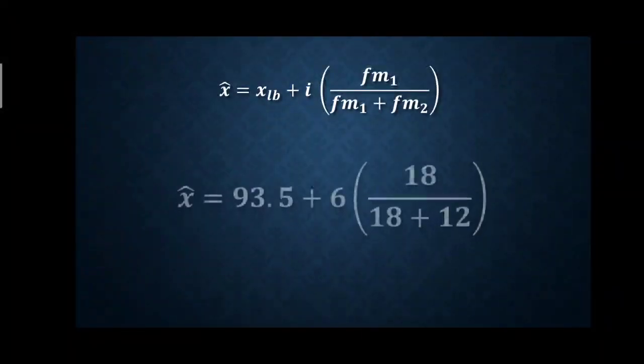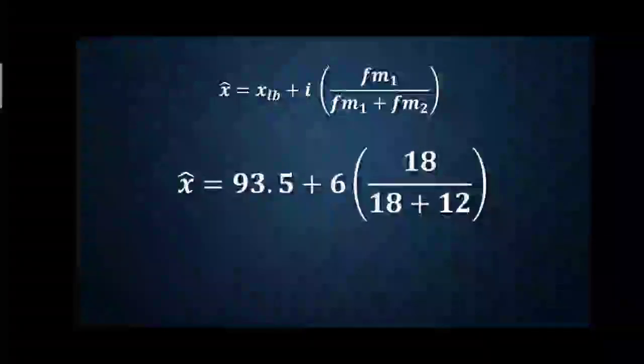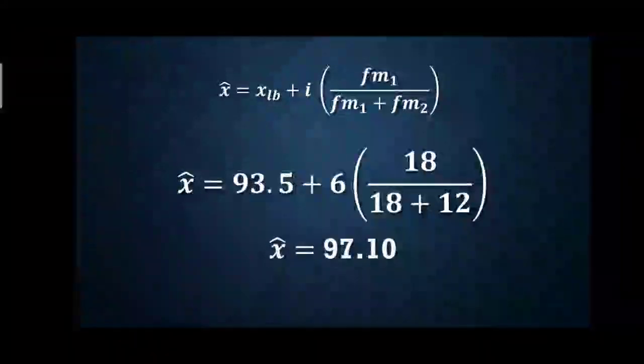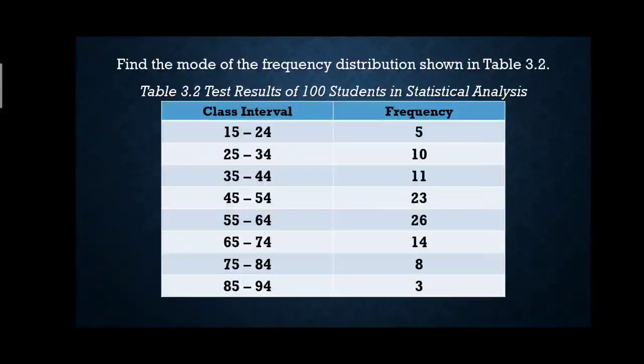Then follow the formula. 93.5 plus 6 times the quantity of 18 all over 18 plus 12. So 18 plus 12 is equal to 30. So 18 divided by 30 times 6 plus 93.5 is equal to 97.10. That is our mode in group data. Now solve the mode as we have the solution.